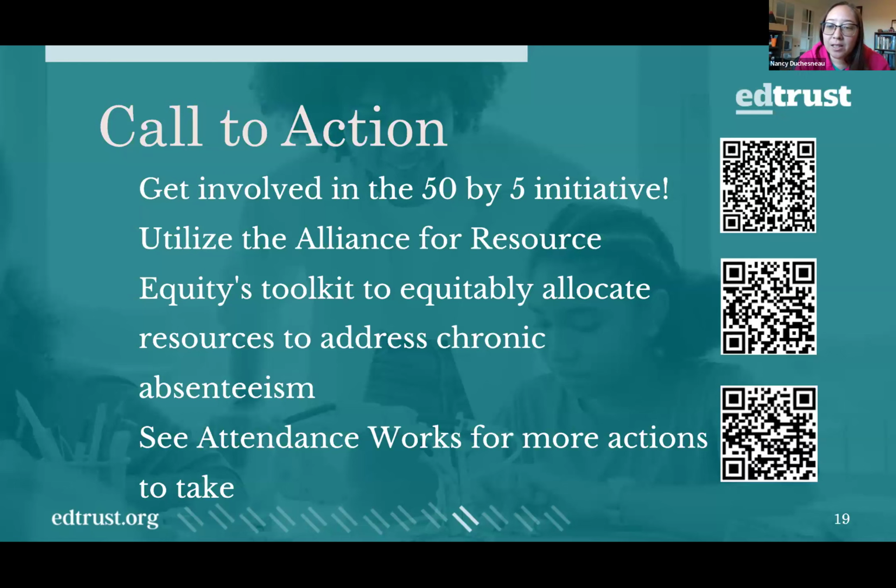So the Education Trust created an alliance with AEI and Attendance Works with an initiative for states to get involved with a 50% by 5-year goal. So that's reducing chronic absenteeism by 50% within 5 years. We believe that this is certainly a challenge, but also one that states can meet if they choose to put their priorities into addressing chronic absenteeism. You can find out more about that in the link that my colleague just posted in the chat, or the QR code that's up at the top over there.